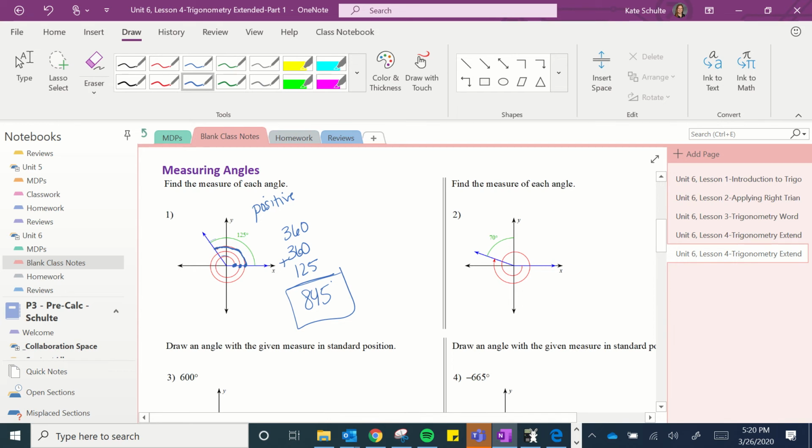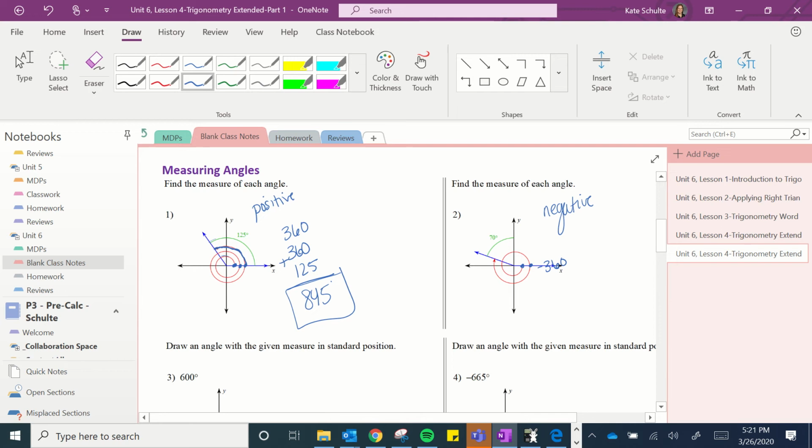All right. The second one is smaller. We can see it's not going to go around as many times. So I always start at the initial side here. This time it's going down, so I know this one's going to be negative. So let's count how many full times it goes around again. This gets me here to negative 360.